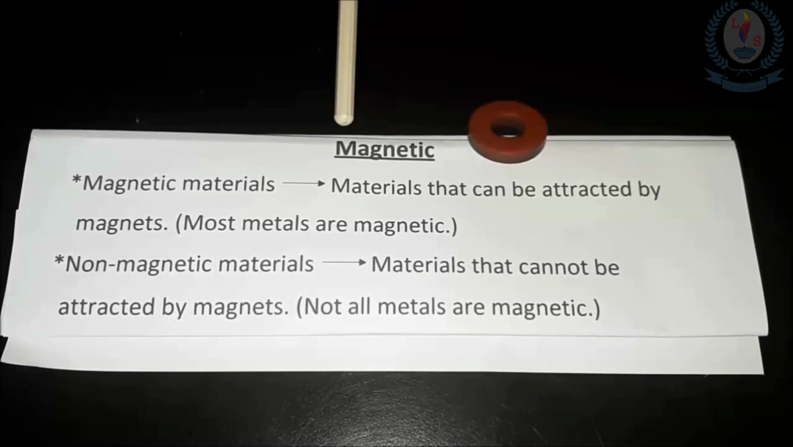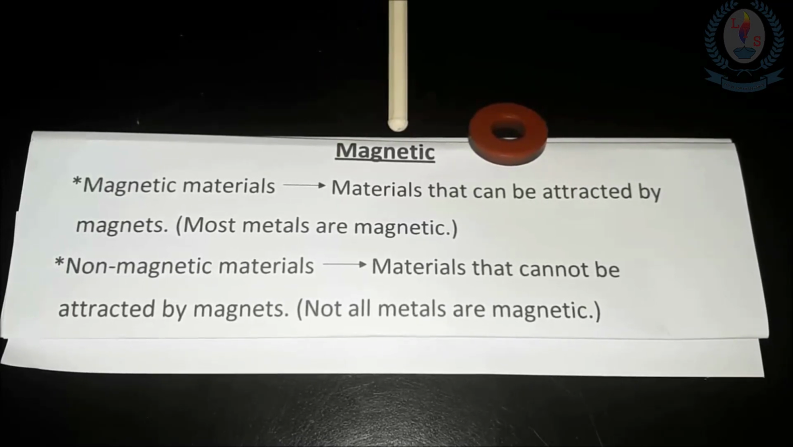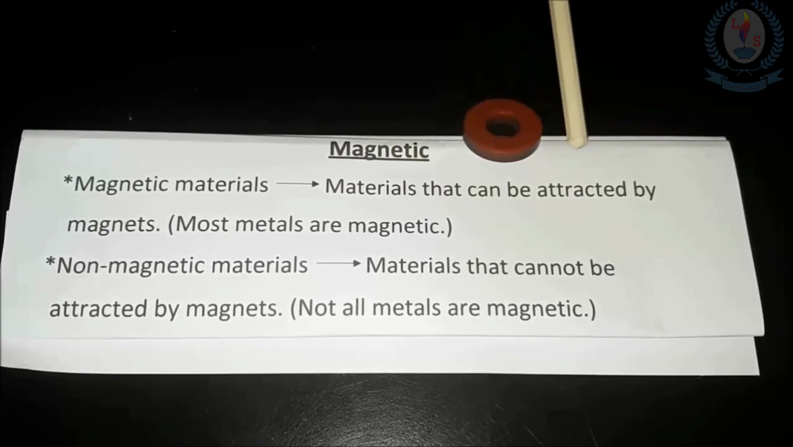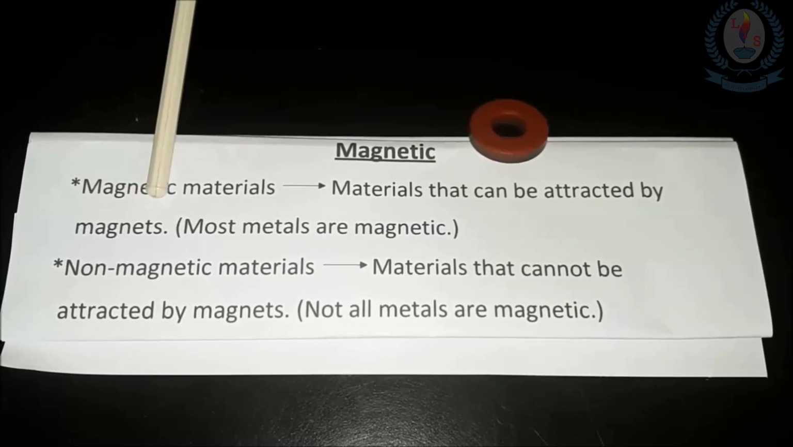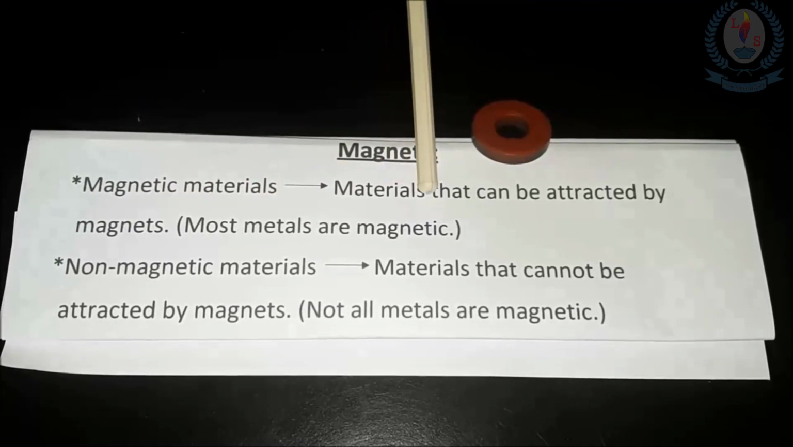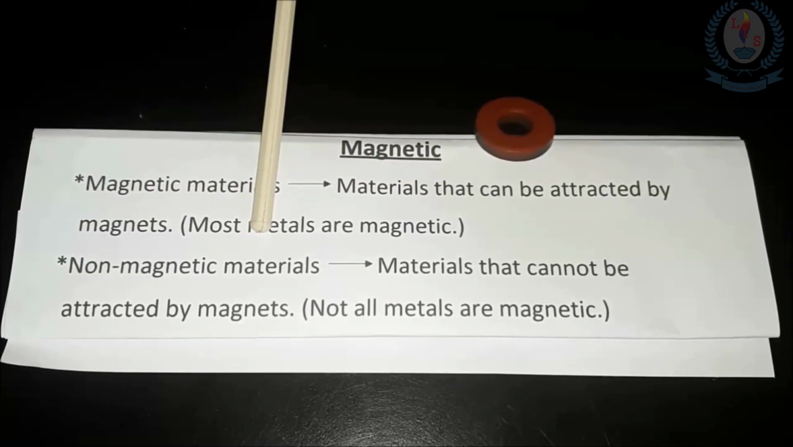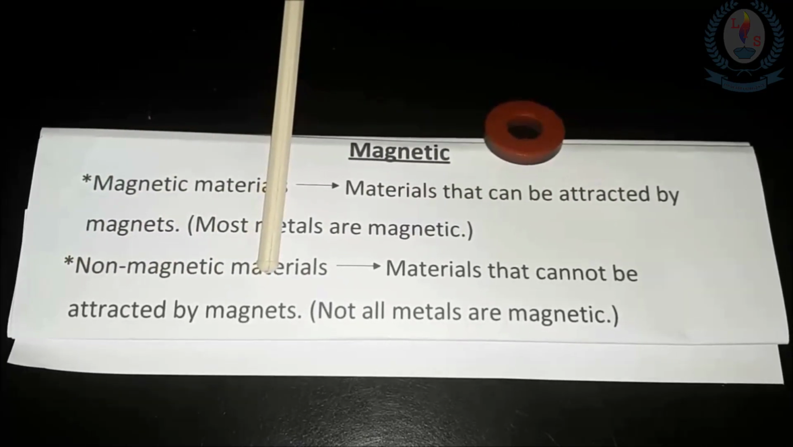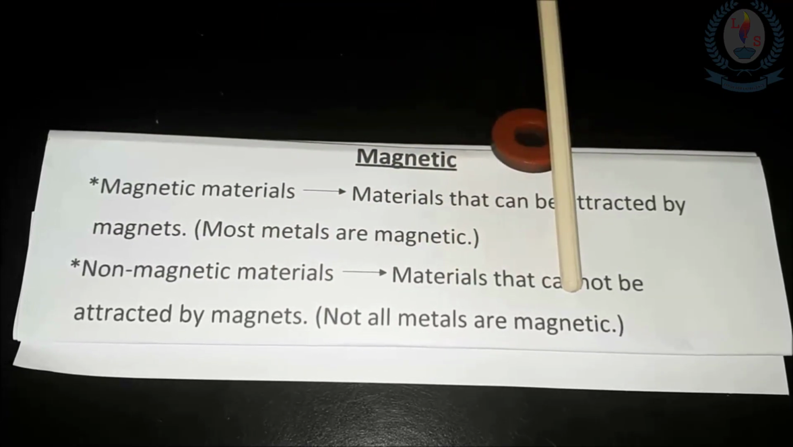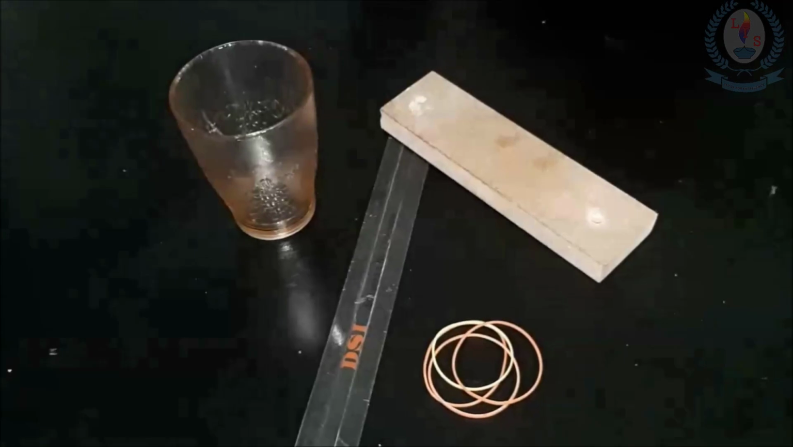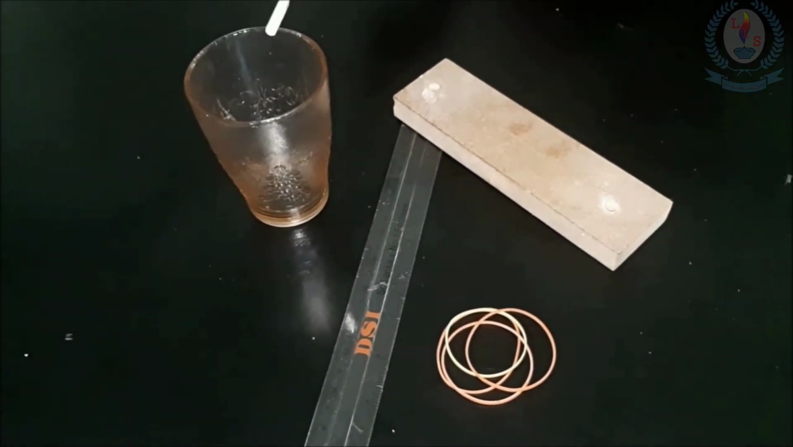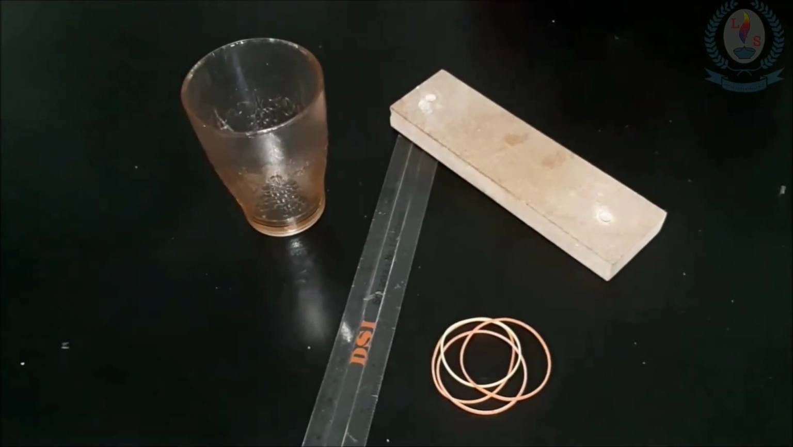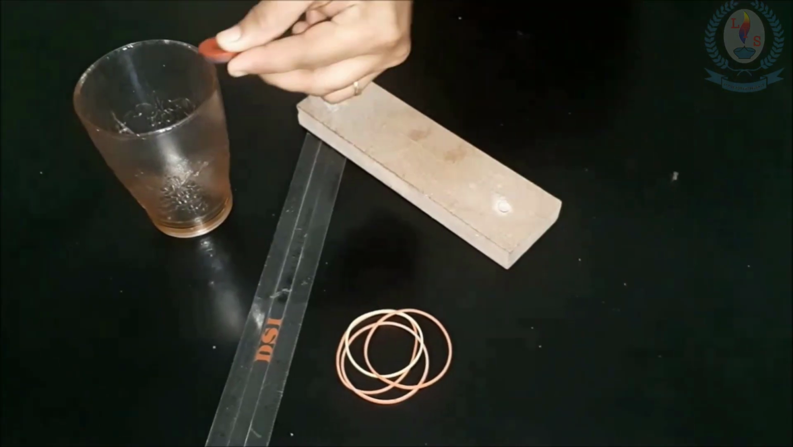Let's discuss another property of material. Magnetic. Magnetic materials are materials that can be attracted by magnets. Most metals are magnetic. Non-magnetic materials are materials that cannot be attracted by magnets. Not all metals are magnetic. Many materials are non-magnetic. As examples, glass, plastic, rubber, wood. They are not attracted to magnets.